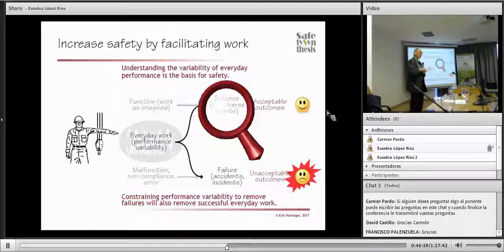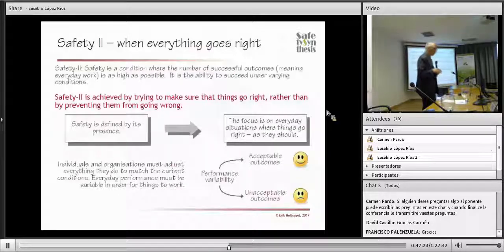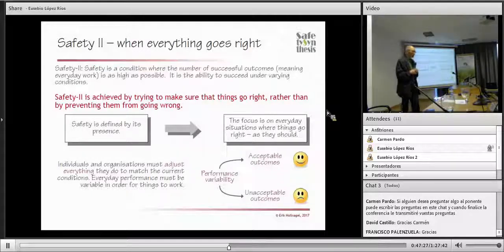Once you understand that, then you can go back to the accident and understand the accident based on the everyday performance. Because this is what people did, because they didn't know there was going to be an accident. They did what they normally do, and what they normally do normally works. So this is the view of safety, that you have to change your focus. And it changes the definition of safety. And this is now what we call safety 2.